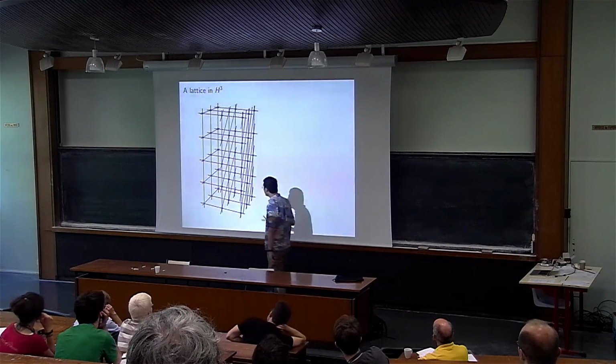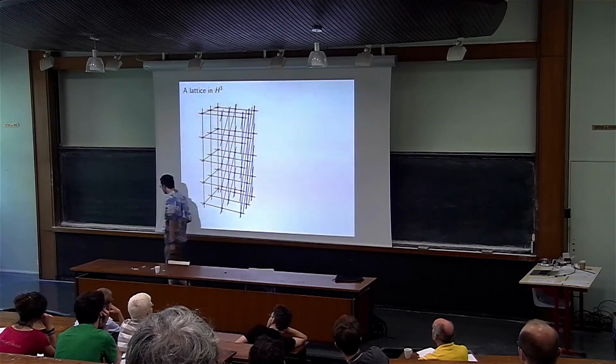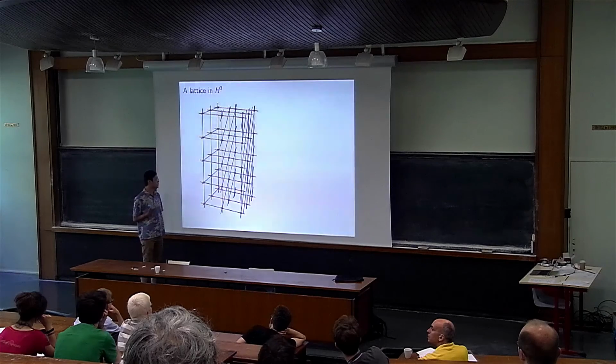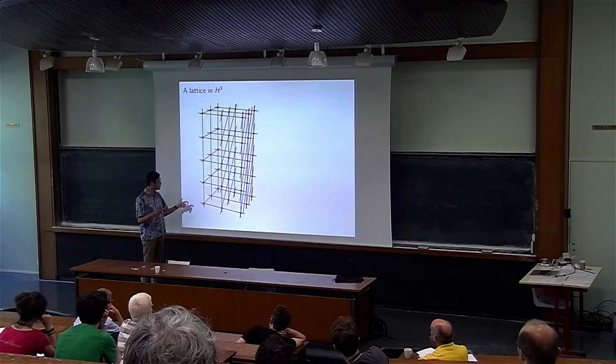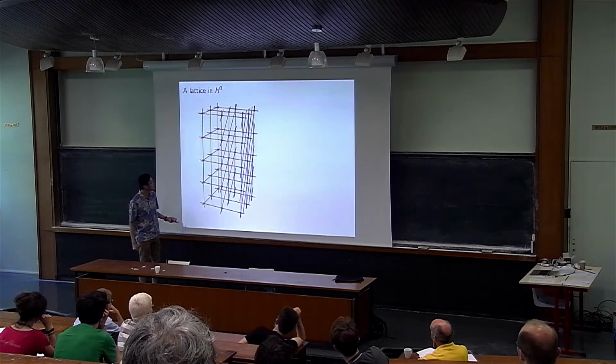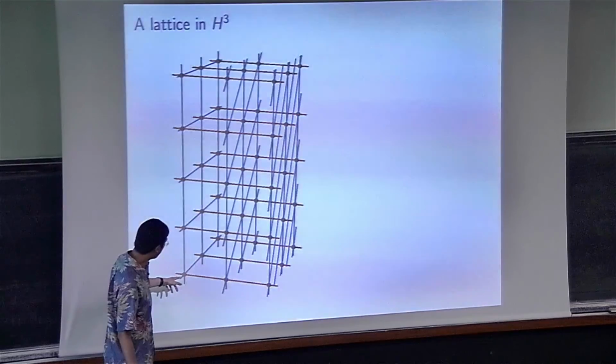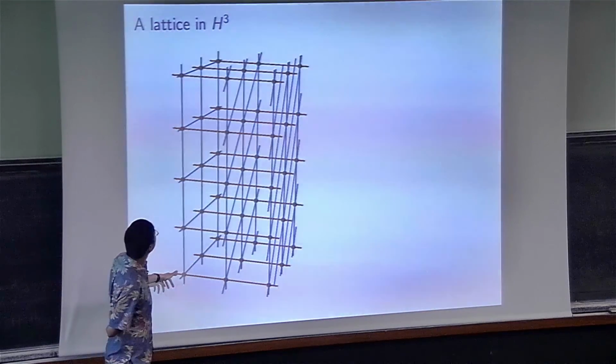So remember, the Cayley graph of a group is a graph where we have one vertex for every element of the group, and we connect two vertices by an edge if you can go from one element to the other by multiplying by a generator. And so here we have part of the Cayley graph of H3.